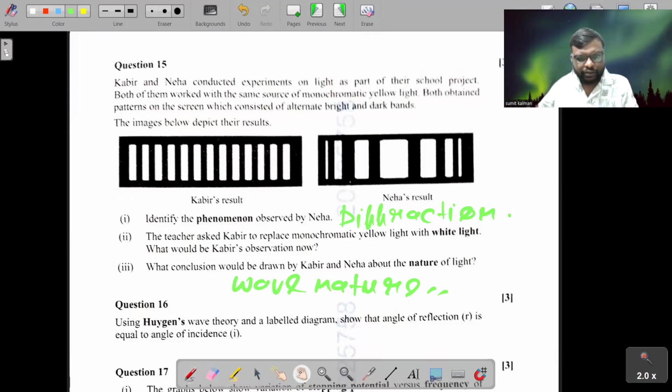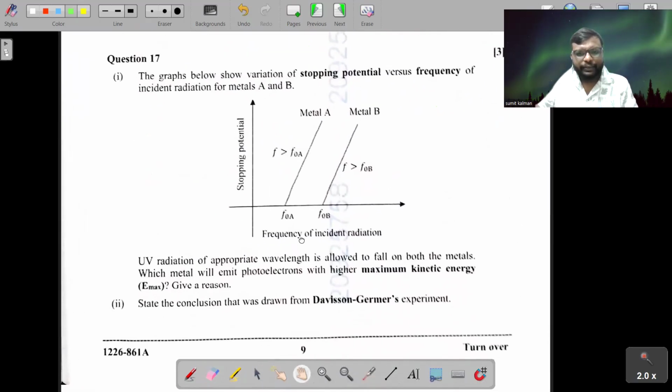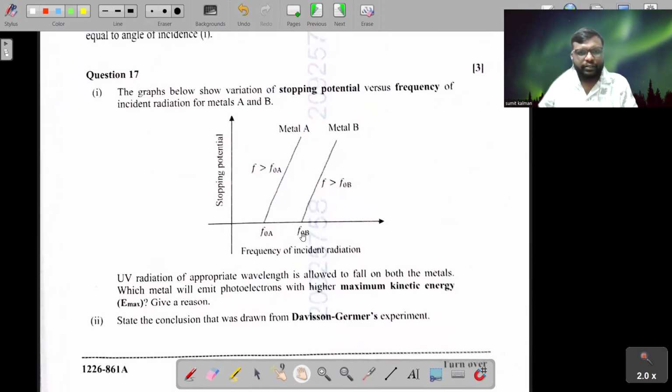Now next, again a derivation, question 16: using Huygens wave theory and a labelled diagram, show that the angle of refraction r is equal to the angle of incidence. So this was a simple derivation. It is given in the book and I have taught this in the class also. Now next, question number 17. In 17, they are asking: the graph below shows variation of stopping potential versus frequency of incident radiation for metals A and B.